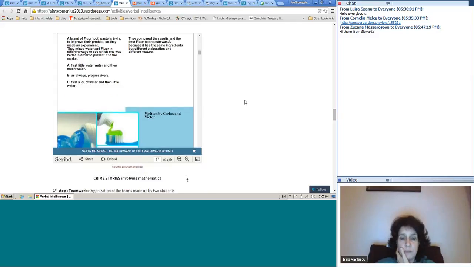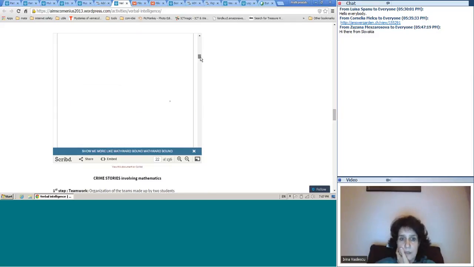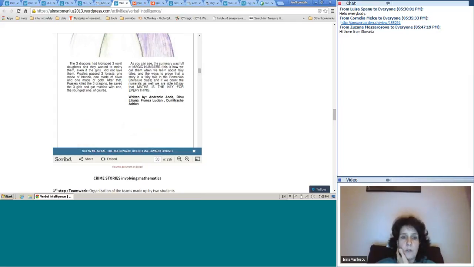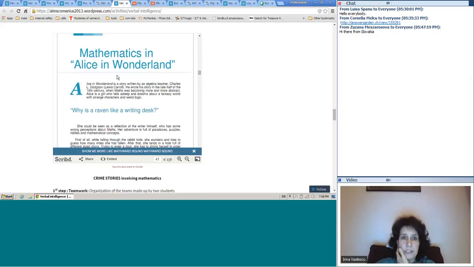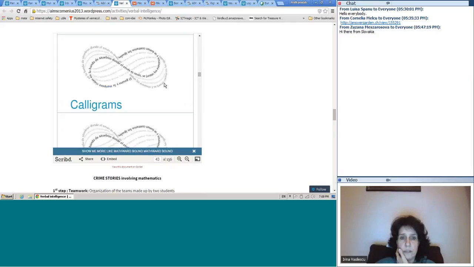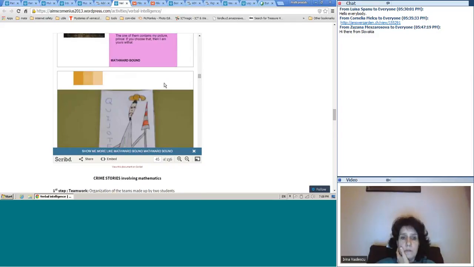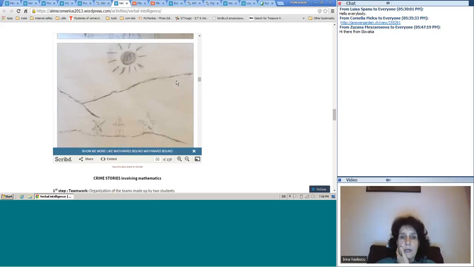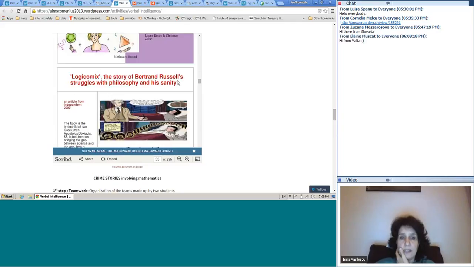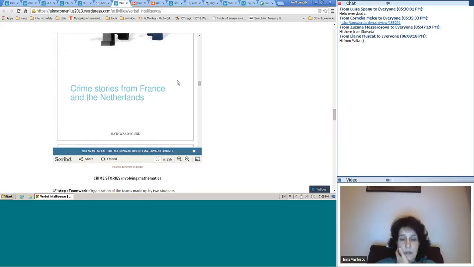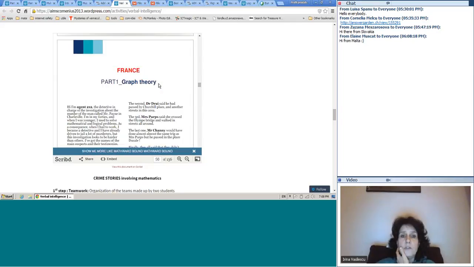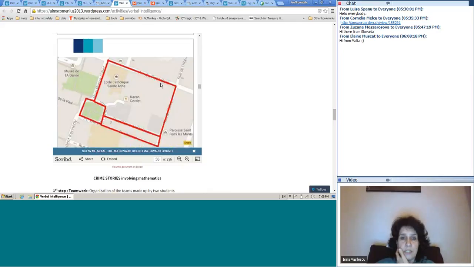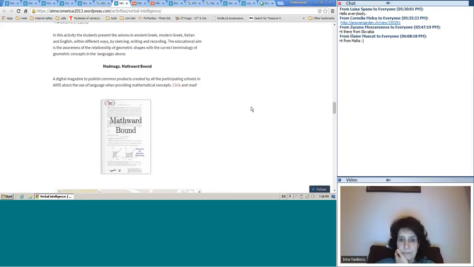Also, there are crime stories in this magazine. There are also allusions from literature, mathematical ideas from literature, for example, from Alice in Wonderland, from Don Quixote, even from Dante. And as I said, there are crime stories that have mathematical hints, and students use these hints, for example, Pedersen's theorem, to solve these mysteries and to find the suspects.